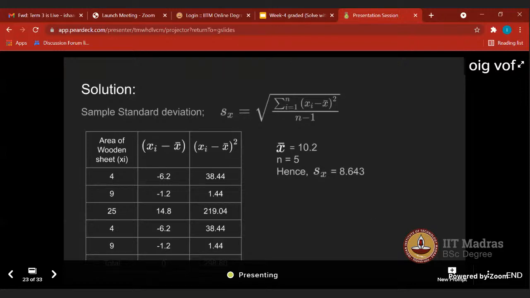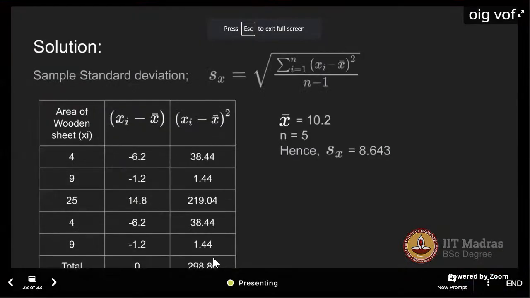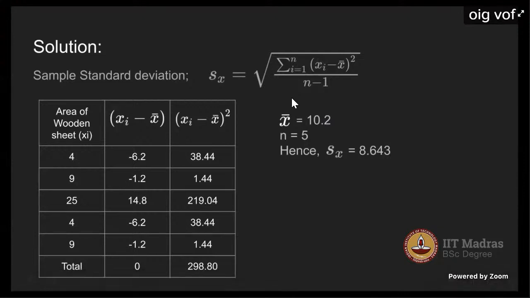Here in the sample standard deviation, the numerator will be equal to 298.80, and 298.80 divided by 4 is coming to something like 74.7. Yeah, you have to take the square root of that. It's standard deviation, not variance. I see a few people have entered 75 as the answer.